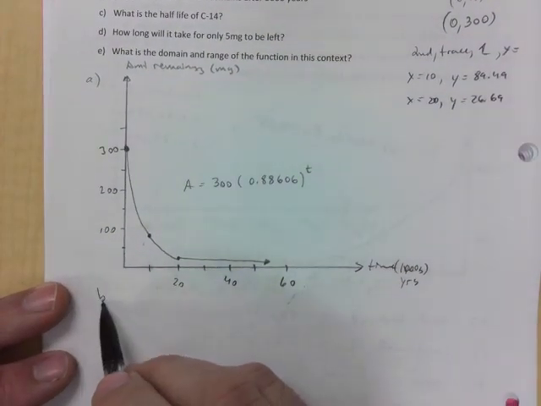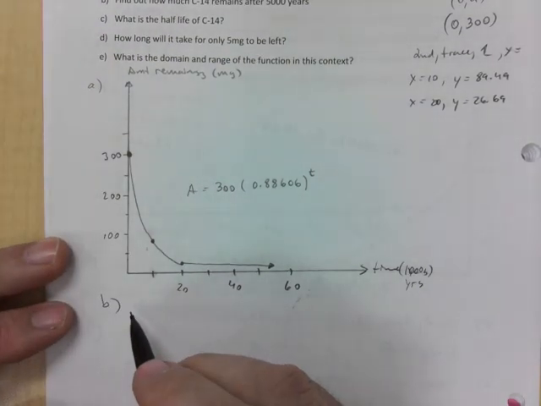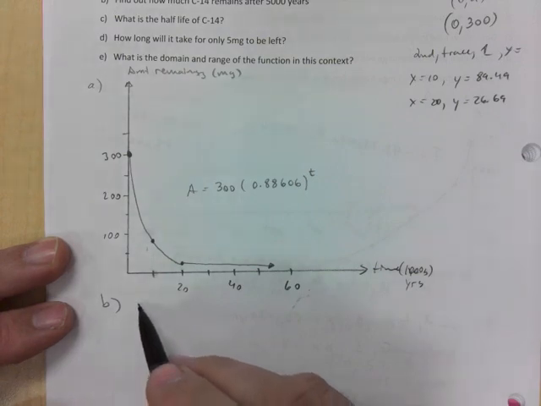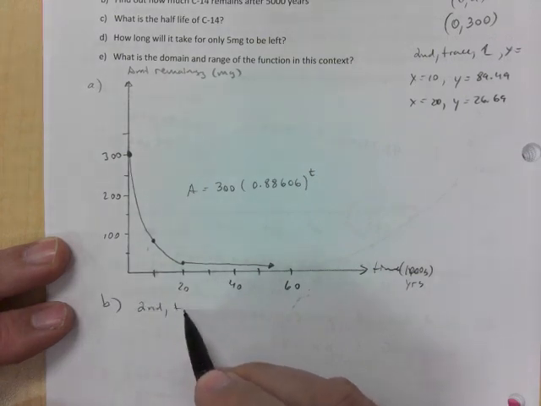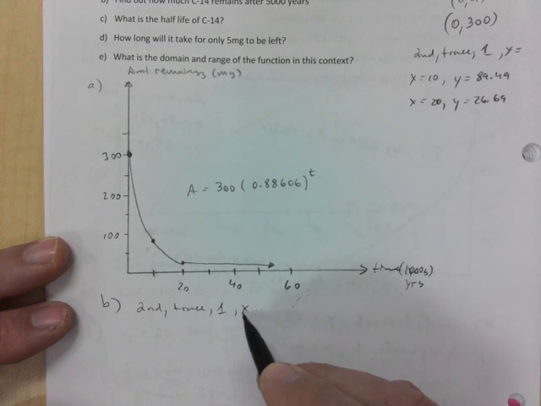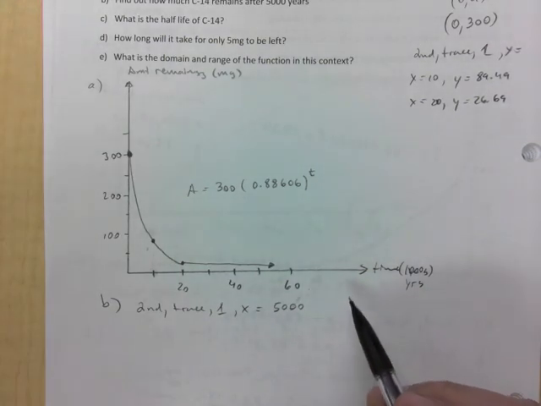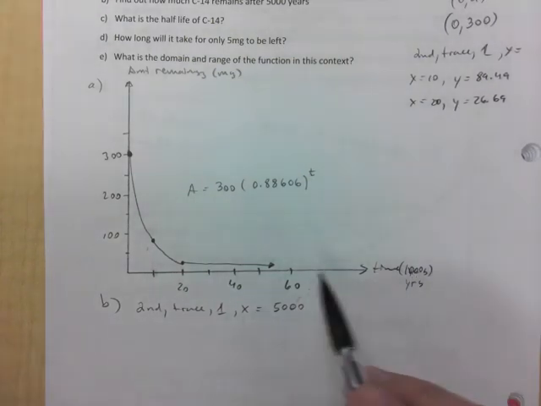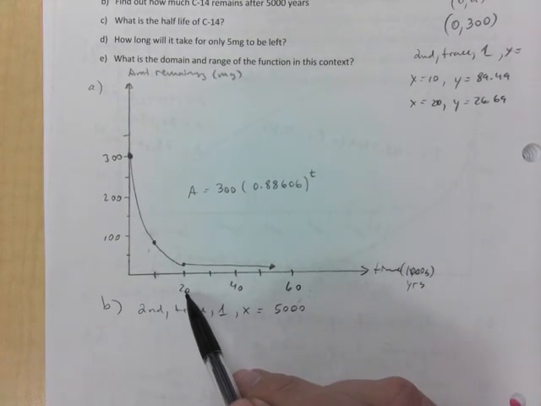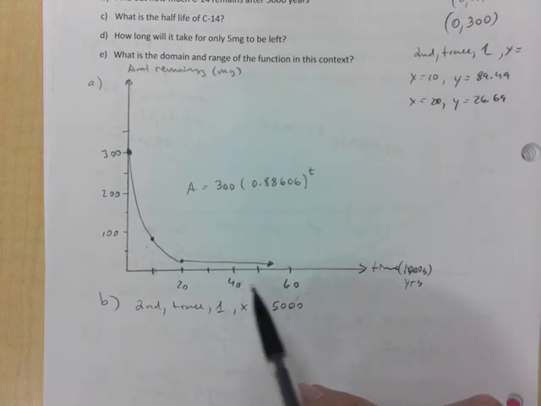Then we have the B, find out how much carbon is remaining after 5,000 years. So remember, time is X in this case. So second trace 1, X is equal to 5,000. But remember, what you're entering, this is in thousands of years, right? So this is 20 times 1,000, so that's 20,000 years, 40,000 years, 60,000.